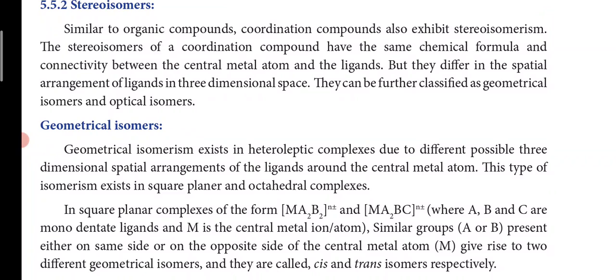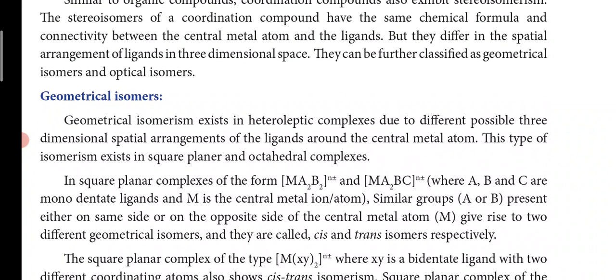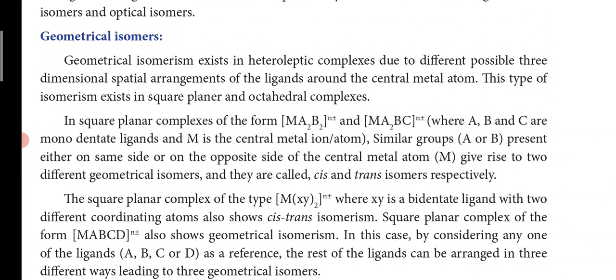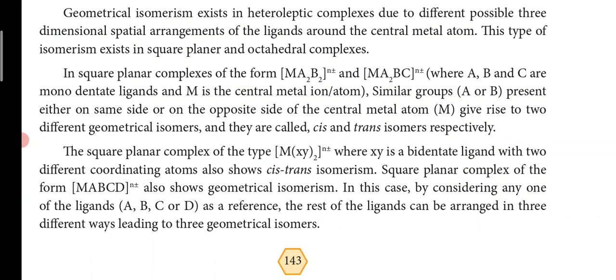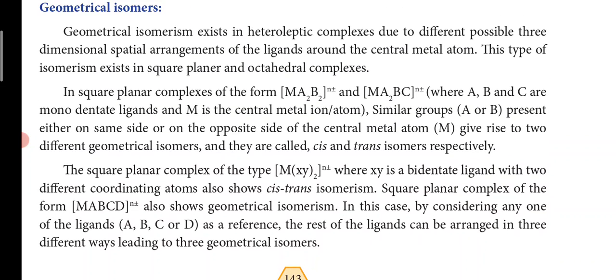So they can be further classified as geometrical isomers and optical isomers. We'll see geometrical isomers first. Geometrical isomerism exists in heteroleptic complexes. Heteroleptic means more than one type of ligand is present, due to different possible three-dimensional spatial arrangements of ligands around the central metal atom. This type of isomerism is possible in square planar and octahedral complexes.